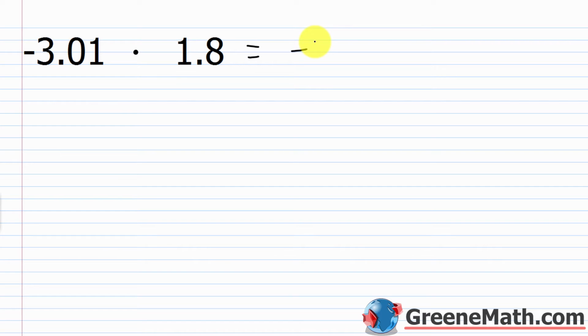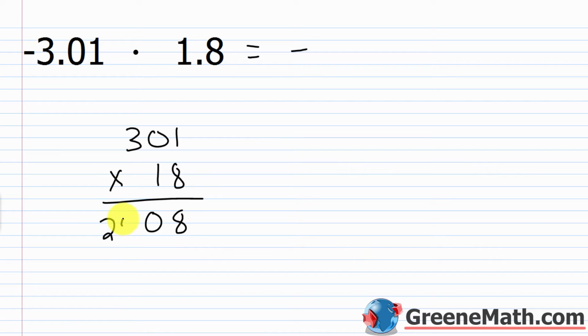Now, once we figure out the sign, remember, we can just work with the absolute value. So I could just pretend like I had positive 3.01 times positive 1.8. And when we multiply decimals, remember, the first step is just to ignore the decimal point and pretend like we had whole numbers. So 301 times 18. So 8 times 1 is 8. 8 times 0 is 0. 8 times 3 is 24. Now we're moving to the left because we're going to the tens place. We're doing 1 times 301. That's 301. So I'm going to write a 1, a 0, and a 3.